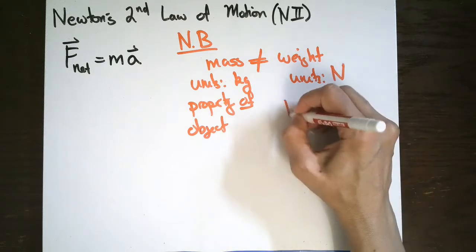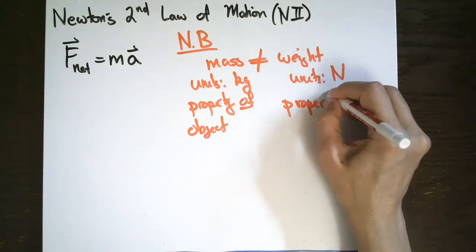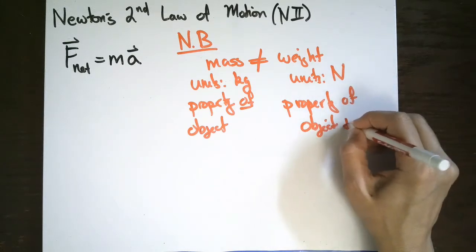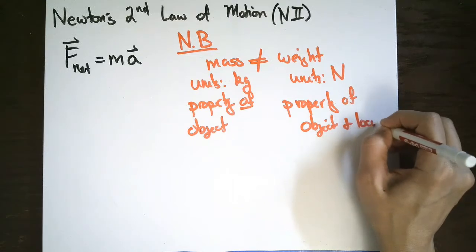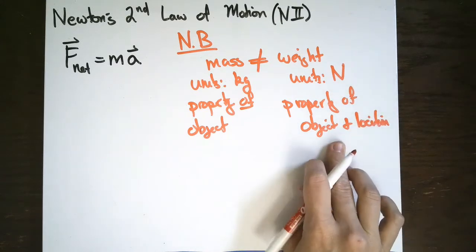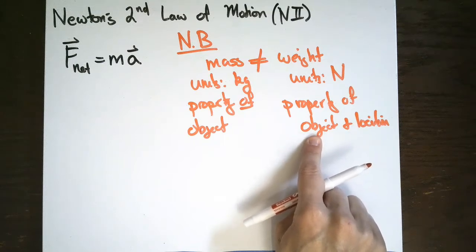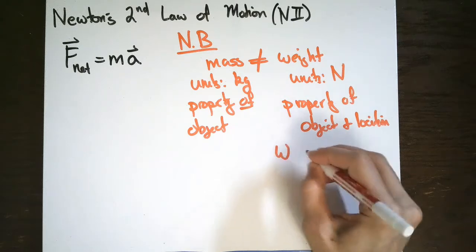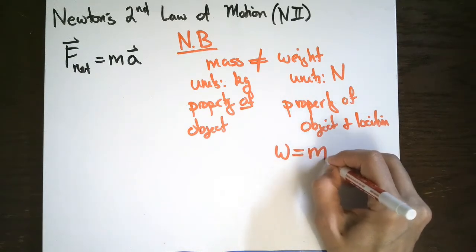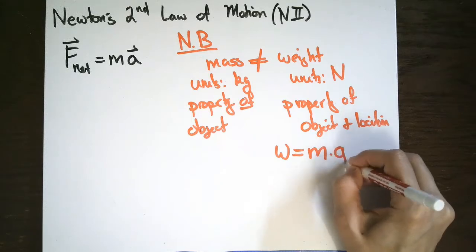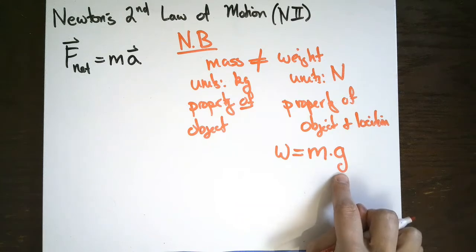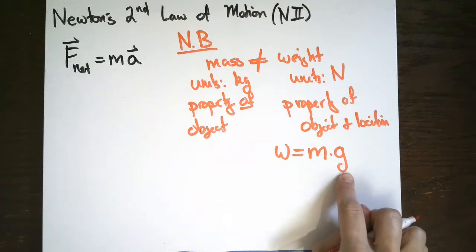Whereas weight is a property of the object and the object's location, where it is. So it's both inside, intrinsic to the object, and external, due to where the location is. And that is because the weight is equal to the object's mass times the acceleration due to gravity, wherever it is. If it's on the surface of the Earth, then this g is going to be the one we're familiar with, 9.8 meters per second squared. If it's on the moon, it'll be different.